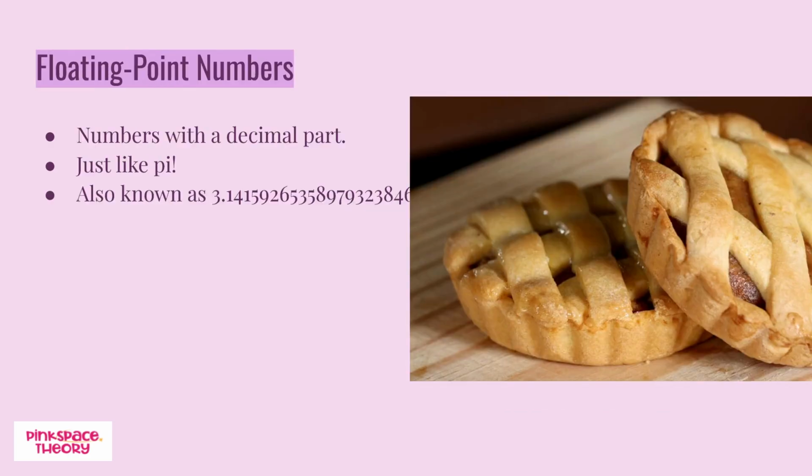Floating point numbers are numbers which have a decimal part, such as pi, also known as 3.14159265358979323846 and more. The precision of a floating point number depends on the machine running the program, so it's really computer dependent.